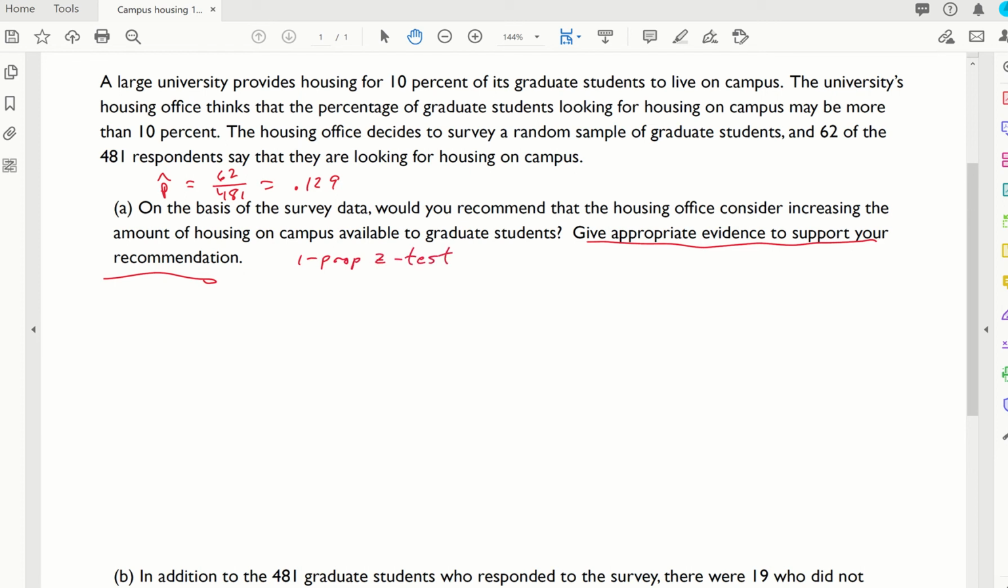And let's go ahead and set up our two hypotheses. So H0, we don't need to do anything: p is in fact 0.1. HA, we need to adjust our housing, so p is greater than 0.1, where p equals the proportion of graduate students at the school looking for on-campus housing.